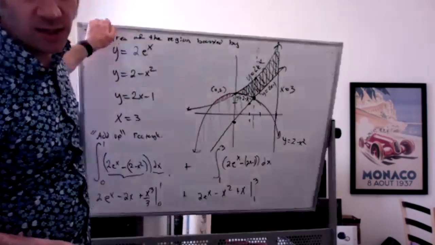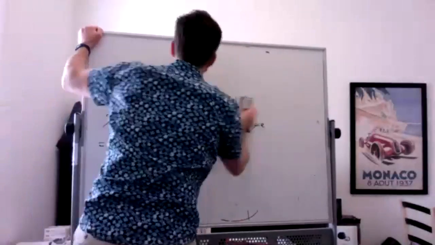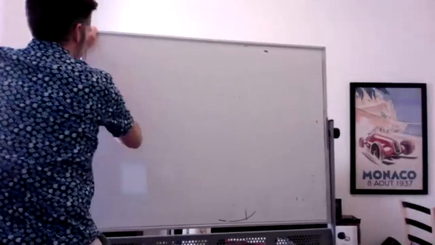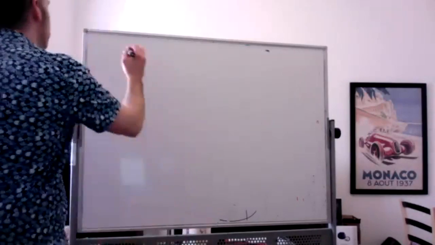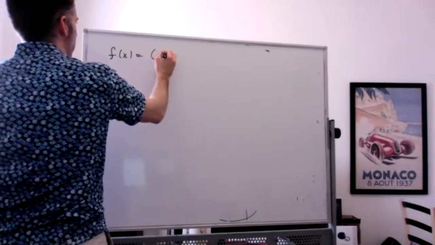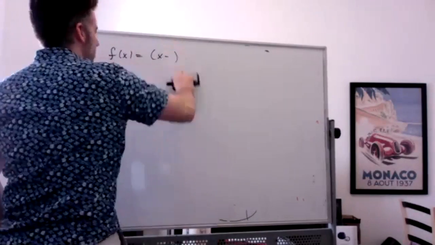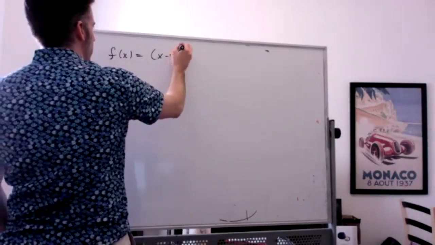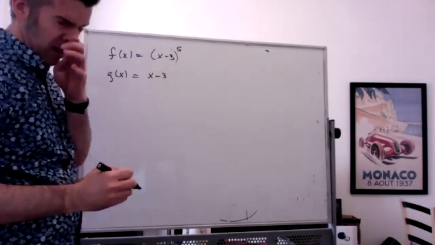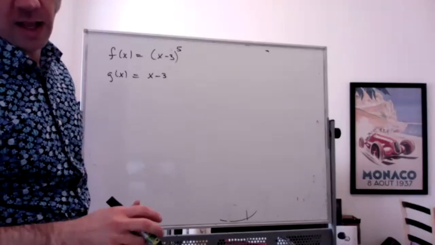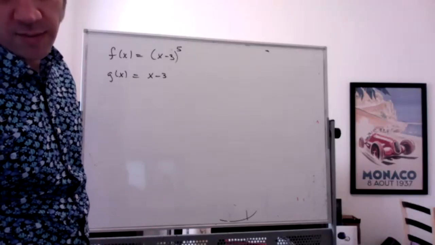So let's look at something like this. I'm going to look at one that's similar to number 11 on the homework, on Lee's homework. I'm going to change it up a little bit though. So let's say I want to find the area between f of x equal to x minus 3 to the 5th, and g of x is x minus 3. And I want to find the area between these two curves. And I want to use horizontal rectangles, which seems like the wrong choice, but okay.